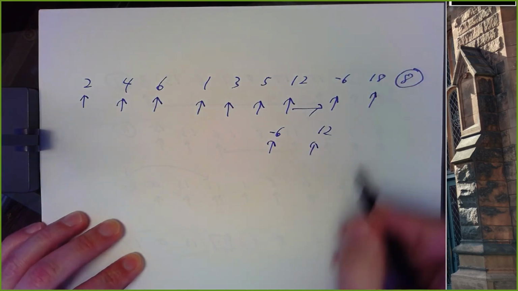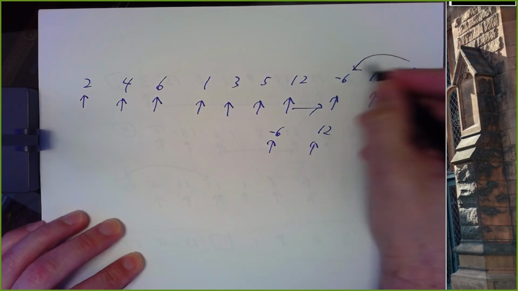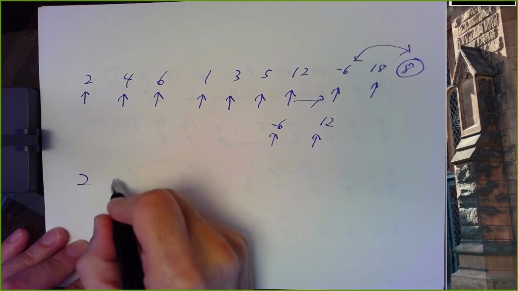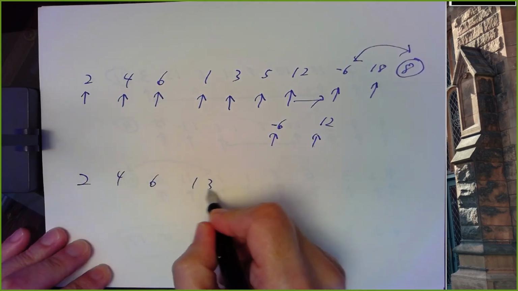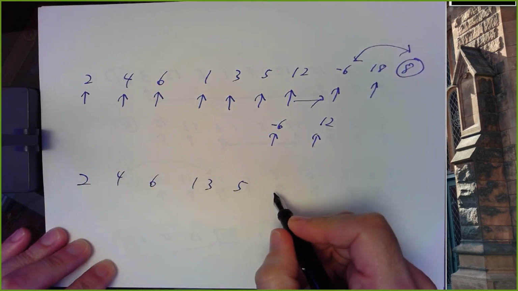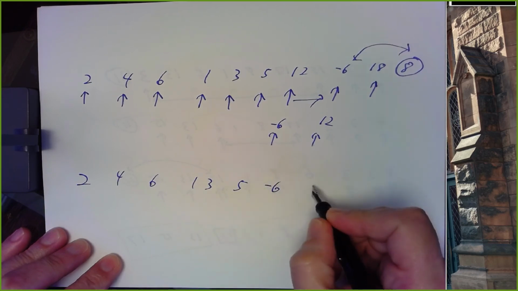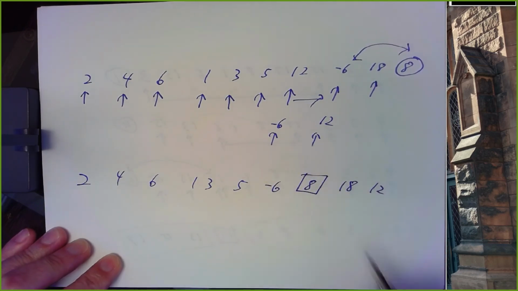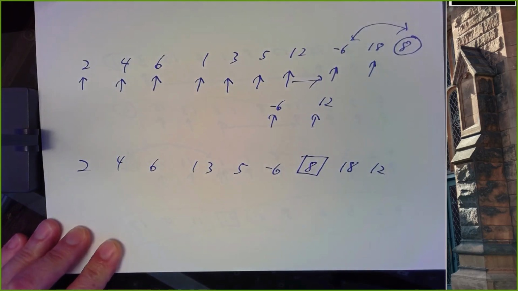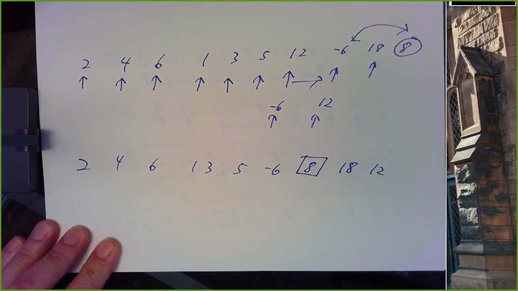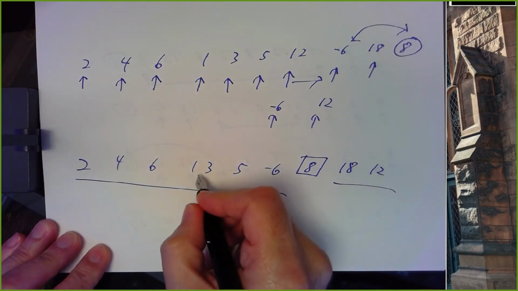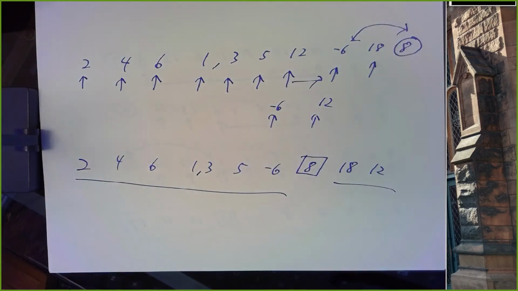And then swap with where those arrows met. And when you're done with that, and you've put a box around the pivot that you just swapped into its proper place, everything to the left should be smaller, everything to the right should be bigger. That's a 1, 3, not a 13.